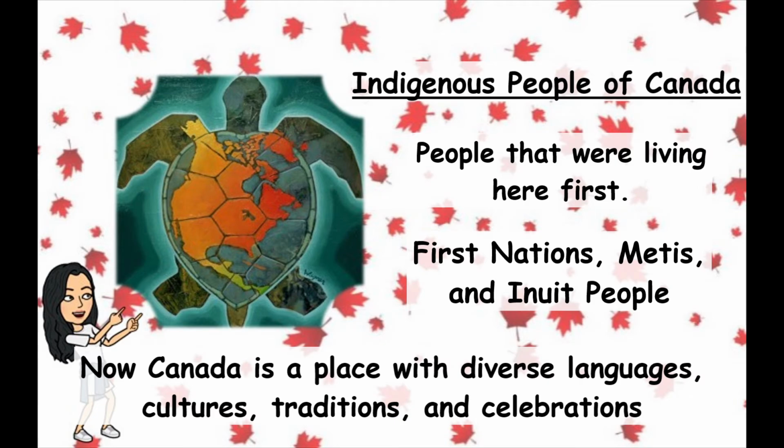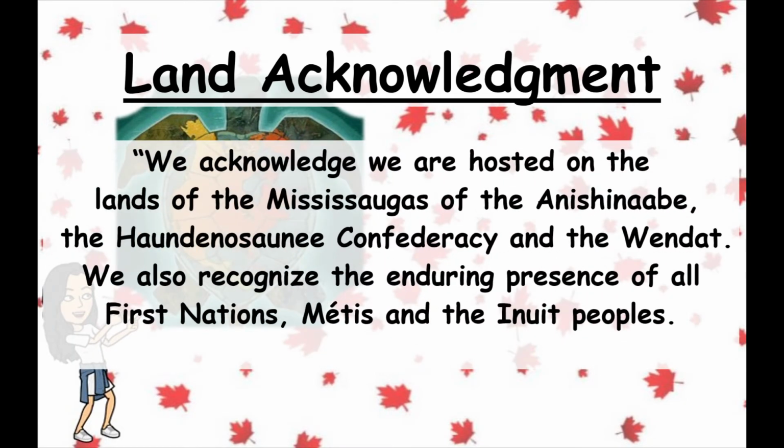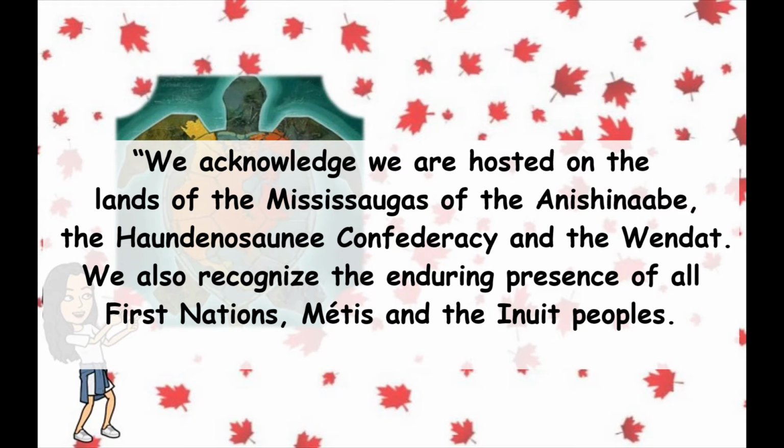That's why we start off each day at school with our land acknowledgement. The land acknowledgement is a very important sign of respect. The land acknowledgement goes like this. We acknowledge we are hosted on the lands of the Mississaugas of the Anishinaabe, the Haudenosaunee Confederacy, and the Wendat. We also recognize the enduring presence of all First Nations, Métis, and Inuit people. It's important to recognize that Indigenous people isn't a thing of the past. First Nations, Métis, and Inuit people are still living alongside us in Canada.